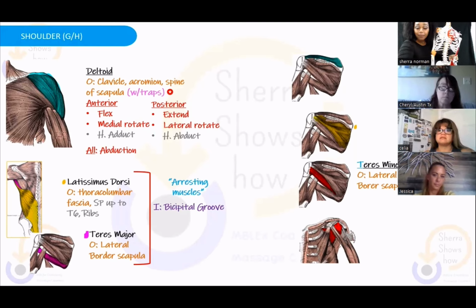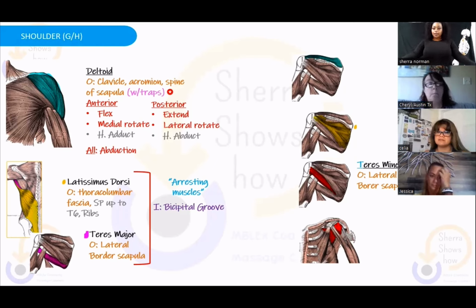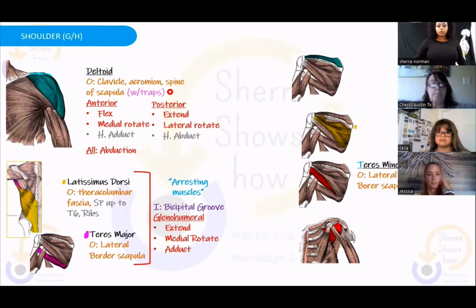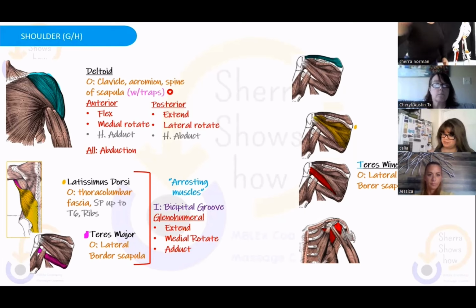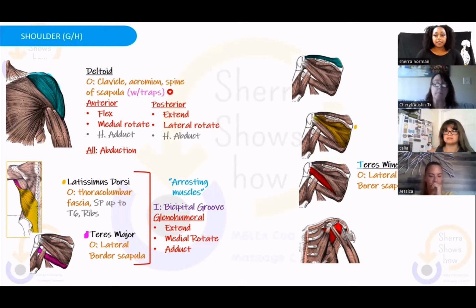Why? Because if you're going to get arrested, these muscles are going to put you in the right position. So from anatomical position, you're getting arrested. You have to extend the shoulders. You have to adduct the shoulders. Then you have to medially rotate to turn your hand around and catch these cuffs. So extend, adduct, and medially rotate: the arresting muscles. Latissimus dorsi and teres major extend, medially rotate, adduct. They are the arresting muscles.